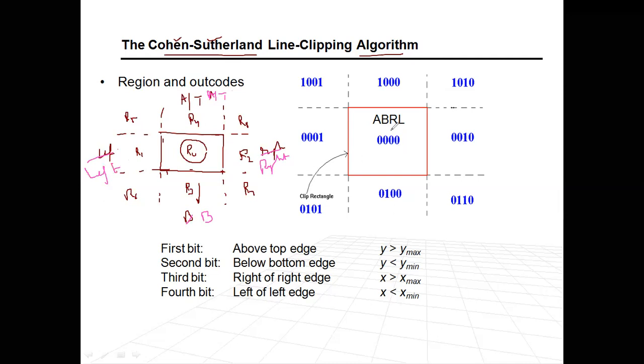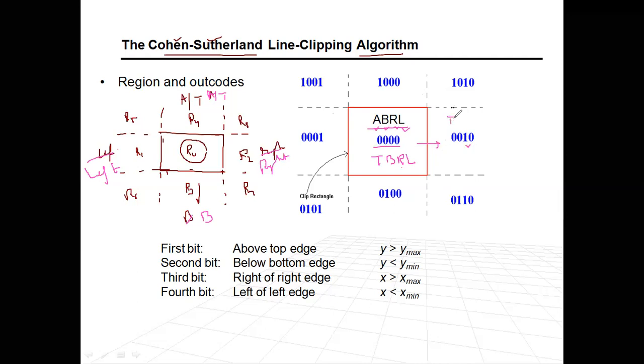Okay, we will follow the encoding scheme that we call ABRL, or TBRL: top, bottom, right, and left, or above, bottom, right, and left. And how do we encode it? This central region is not left, not right, not bottom, not above, so all bits are set to 0. The rest of the regions are coded as follows.